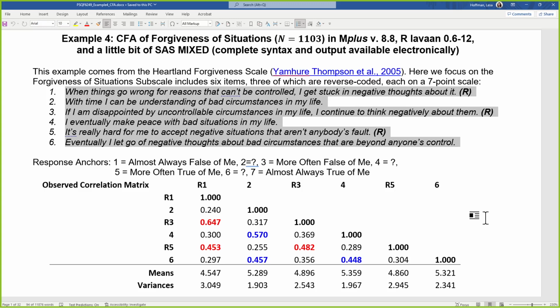Because math don't care. Now, whether forgiveness is different than other constructs, that's a whole validity thing, and you can read the rest of the article. But this is just the CFA part of these 6 items specifically.